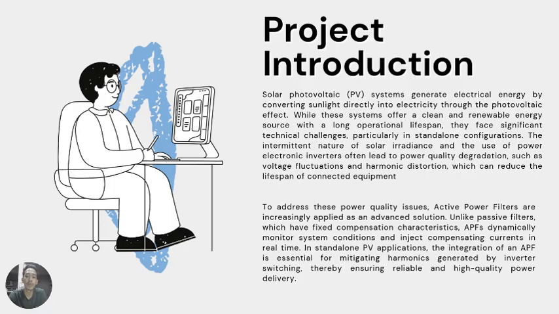To solve the issue, an active filter or APF is used. APF helps to reduce harmonics and improve power quality in real time. Therefore, integrating APF in a standalone PV system ensures a more stable and reliable power supply.